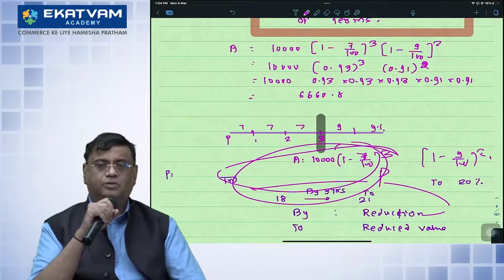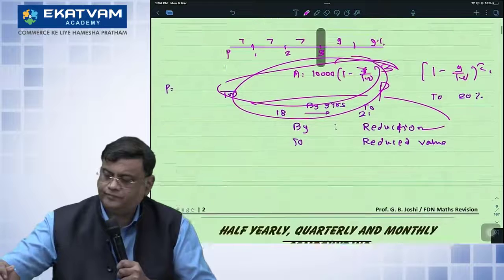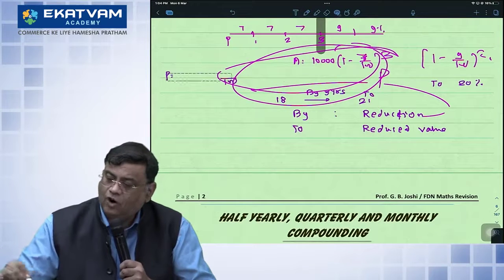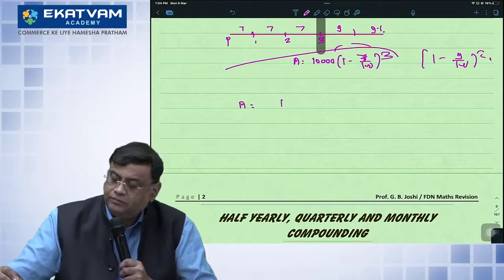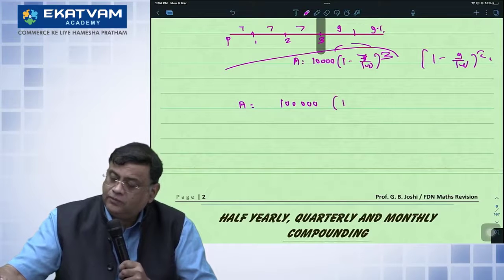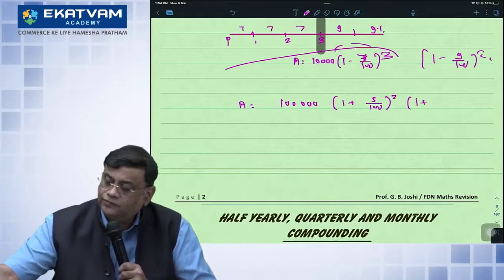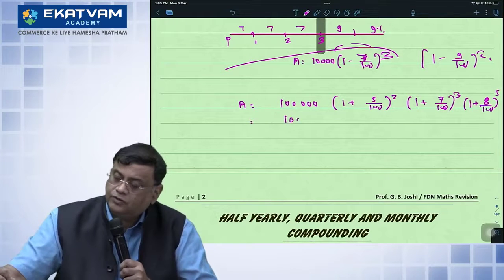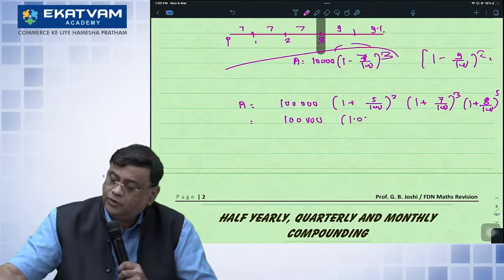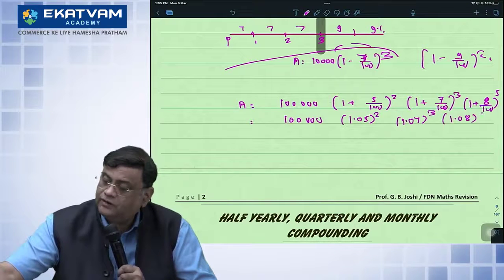Now this is the problem of depreciation or interest? Interest. But the procedure is the same. You need to make the chain of terms. So what will be A? P is 1 lakh. Then it will be 1 plus 5 over 100 for the period of 2 years, then 1 plus 7% for the period of 3 years, and 1 plus 8% for the period of 5 years. So this is going to be 1 lakh into 1.05 raised to 2, 1.07 raised to 3, 1.08 raised to 5.